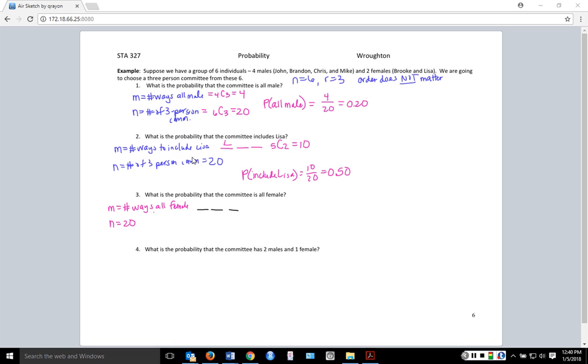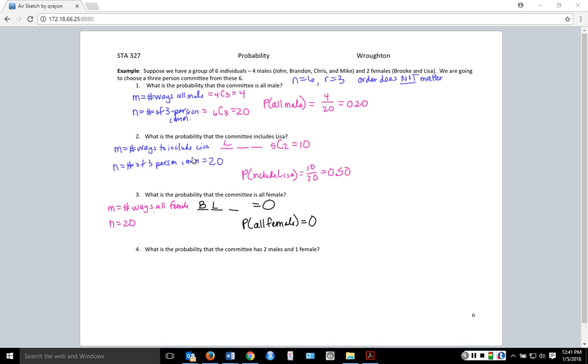Alright, so I have 3 spots. How many women do I got? I only have 2. Right, so if I put Brooke here, I put Lisa here, I have to pick a guy. Right, if I only have 2 people, I can't pick 3 people from 2 people. So there are no ways that I can have a committee that's all female. So then the probability that it's all female is 0. Right, there's no way, it's impossible for me to be able to do that.